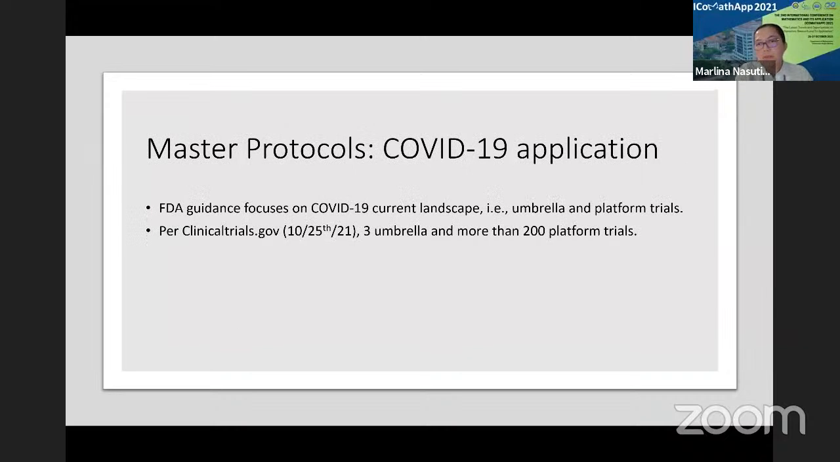So how are these master protocols being applied in COVID-19? FDA just recently released guidance on how these master protocols can potentially be useful for studying COVID-19. The guidance focuses on the umbrella and platform trials, which are basically about one disease, right? And per clinicaltrials.gov, there have actually been 3 umbrella and more than 200 platform trials for COVID-19 related studies now being done.